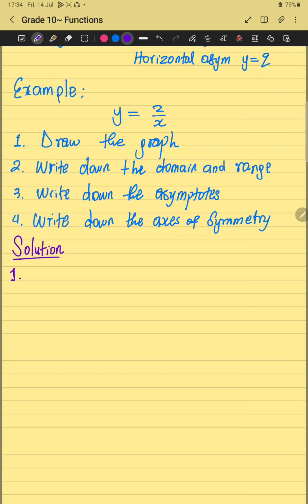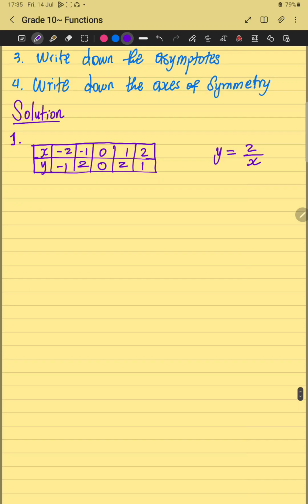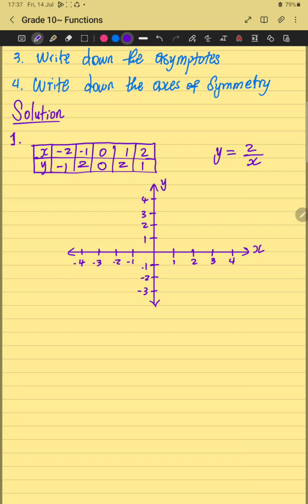So again here, guys, we're going to use a table to draw this graph. Then we simply take the value of x and plug it in here. Then it's going to be 2 divided by -2, which is -1. Simple as that. Now I'm going to draw a Cartesian plane. Then we sketch the graph.